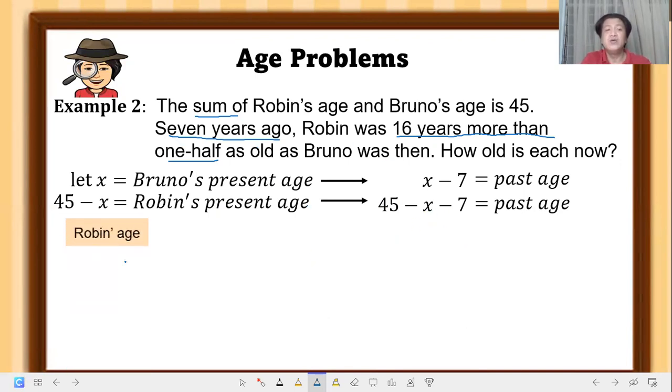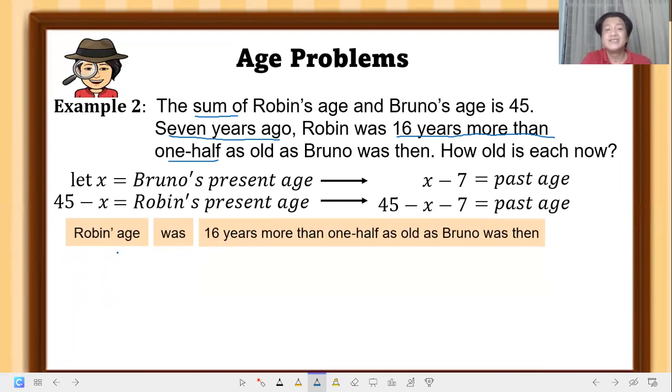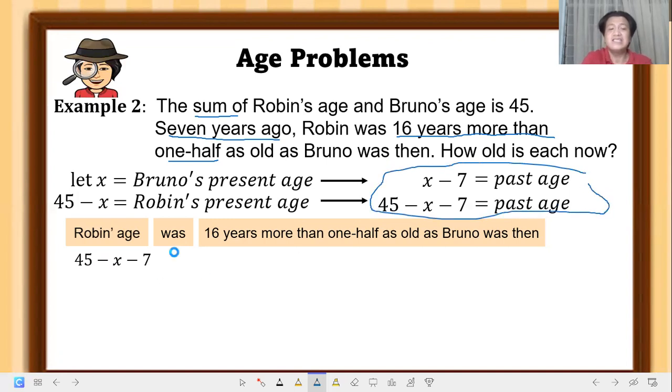Okay, from this, you can now equate. Robin's age was 16 years more than 1/2 as old as Bruno was then. Okay, then you're going to substitute na natin. Ang edad ni Robin was 45 minus 7 minus x minus 7, ito yon. Yung past age ang kinuha natin. And then was, that is equal symbol. 16 years more than 1/2 as old as Bruno was then. Okay, so meaning to say, you are going to represent first as x minus 7. Ito yung age niya, yung past age.